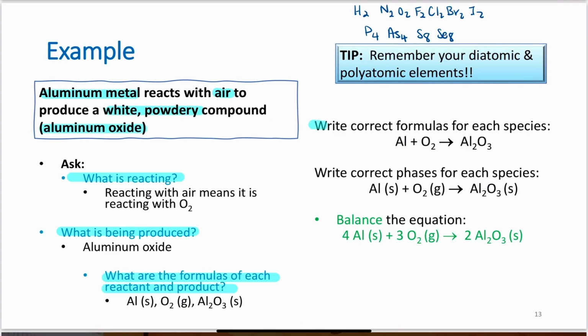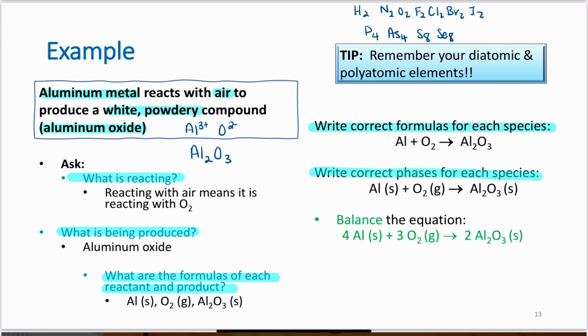Write the correct formulas for each species. Al plus O2 giving me Al2O3. I have to recognize aluminum oxide. I know aluminum is always a 3+ charge. I know oxide is always a -2 charge. So that means I have to have 2 aluminums for every 3 oxygens to charge balance that ionic species.